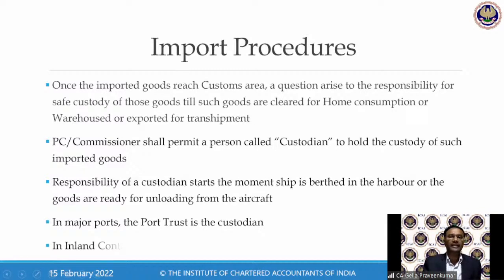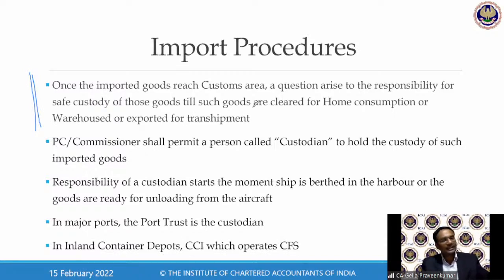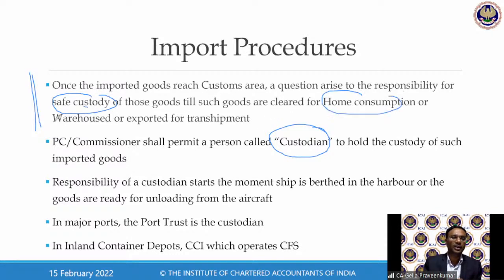Now, once the goods are unloaded at a customs area, there comes the matter. The goods have come from a foreign nation, goods are unloaded. And this particular goods need to be under a custody, safe custody of a person called custodian. So this safe custody of goods is till these goods are cleared for home consumption or to put in a bonded warehouse or for transshipment. As long as these goods have been unloaded, this should be safely kept in a custodian's jurisdiction. And this custodian generally will be a person who takes care of this particular material.